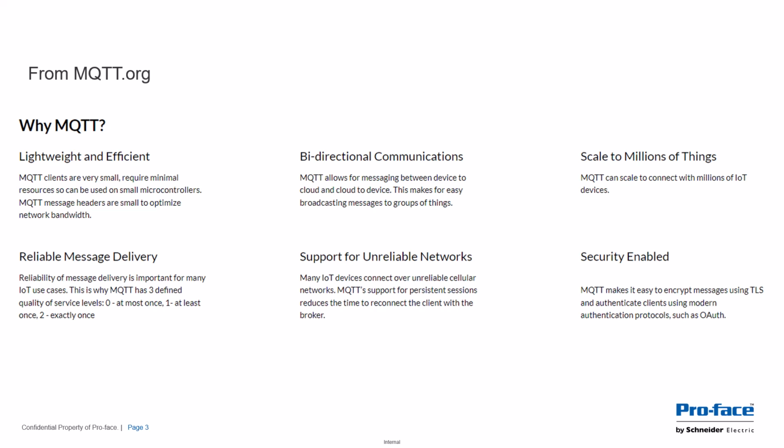It scales to millions of things, because of those characteristics we can scale it to millions of different IoT devices. Even very lightweight, maybe sensor-based devices can very easily have the ability to send MQTT. Reliable message delivery, right? Because we have these quality of service levels that ensure that the messages get delivered. And support for unreliable networks, because we're talking about really small packages of data in most cases.